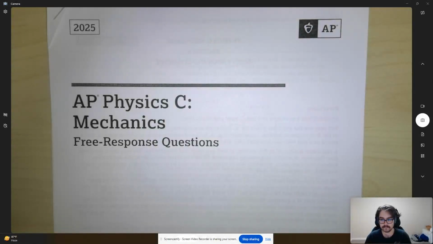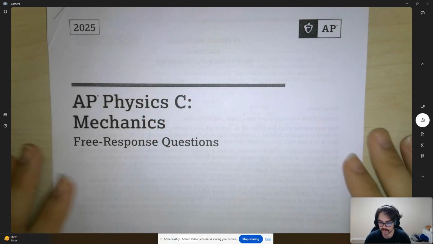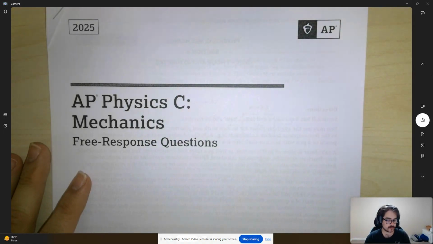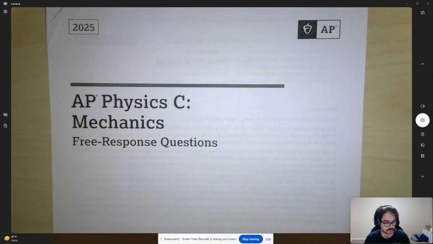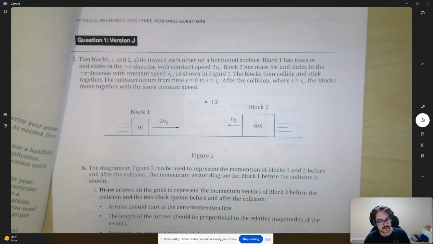All right. This is it. This is the Physics C mechanics free response questions. This is only one set. They don't have the other set, so if you had the other set, sorry, you're just going to have to live and not know what the answers are to that set.